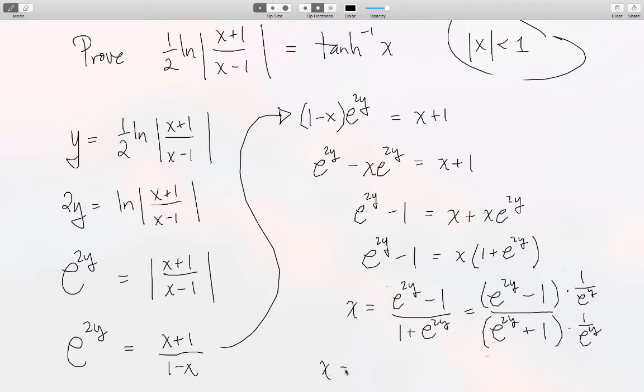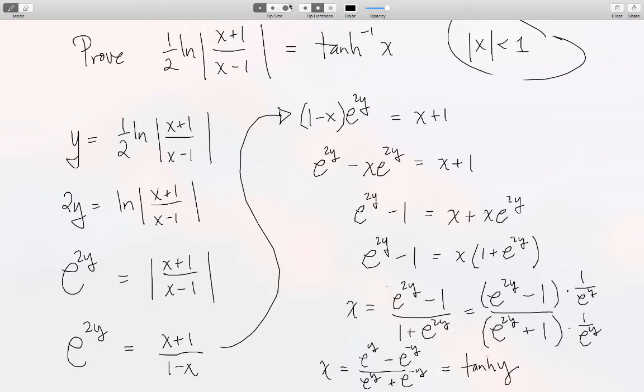So I can say x is, this will be e to the y minus e to the minus y, because you have e to the y in the denominator. And then when you multiply this on the bottom, you'll have e to the y plus e to the minus y, and that is the hyperbolic tangent of y.